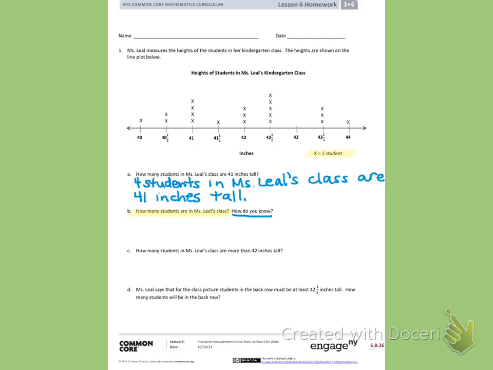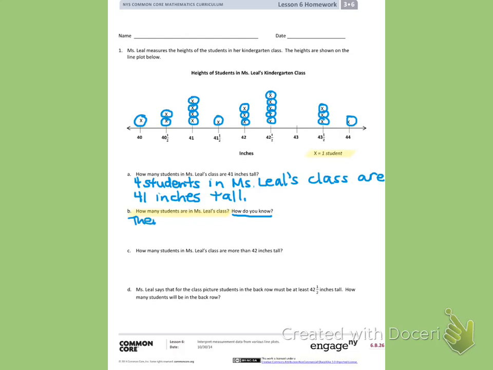Now, in order to determine how many students there are in our entire class, I need to count each of the X's that are on the line plot below. 1, 2, 3, 4, 5, 6, 7, 8, 9, 10, 11, 12, 13, 14, 15, 16, 17, 18, 19, 20.